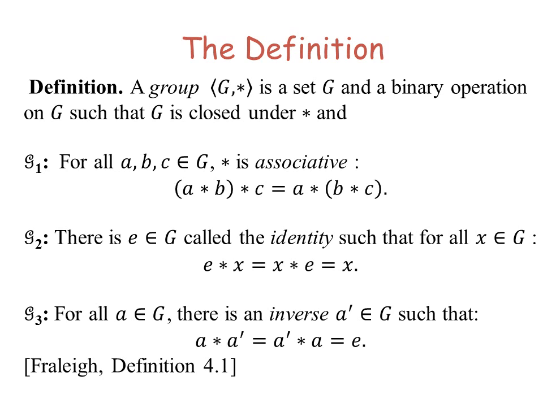G3. We require that each A in G has an inverse in G, which we denote here as A prime. That is, we require A star A prime to equal A prime star A equals E. Under addition, the inverse of a number is the negative of that number. Under multiplication, the inverse of a number is the reciprocal of that number.